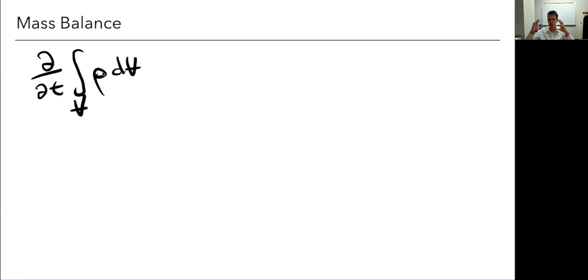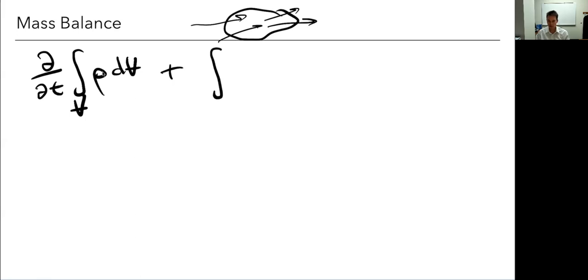Now I need to consider the net outflow, how much mass is coming in and out. And it comes in and out because there's a velocity, right? So I've got some control volume and the fluid is moving through this control volume. Some is coming in, some is coming out. So this is also going to be an integral, and I'm going to integrate over the boundary, right? This is about the outside. I'm just looking at what's coming in and out. So I can do that by integrating just over this exterior surface. So it's going to be an integral over the surface.